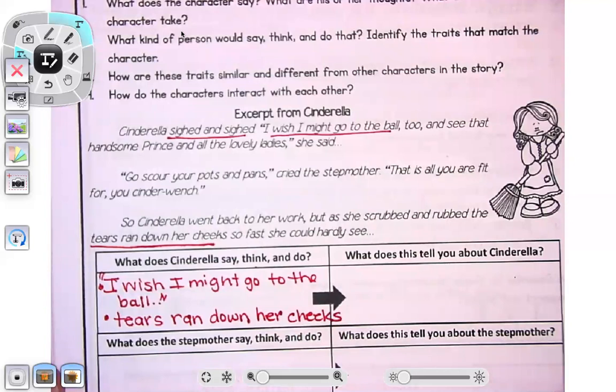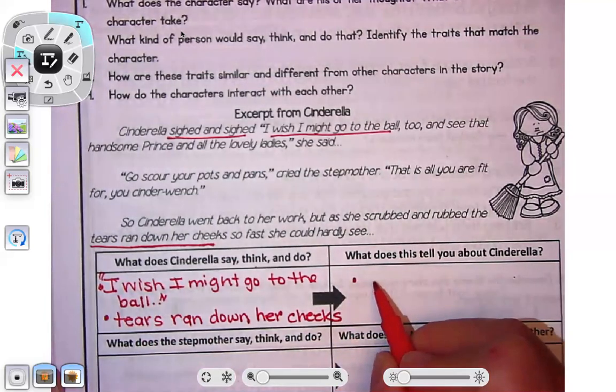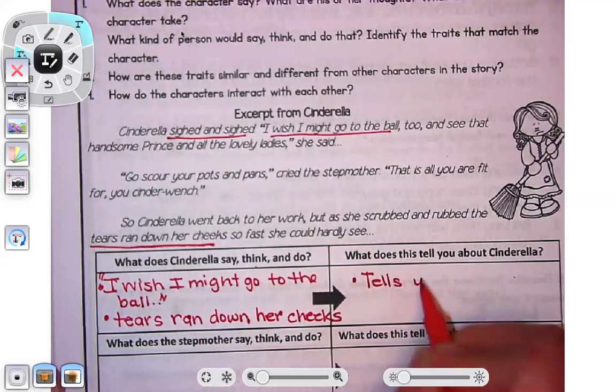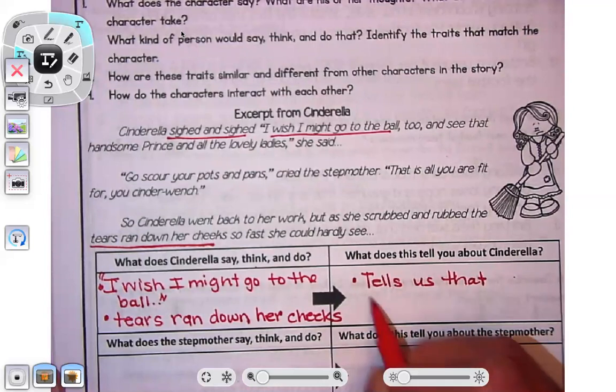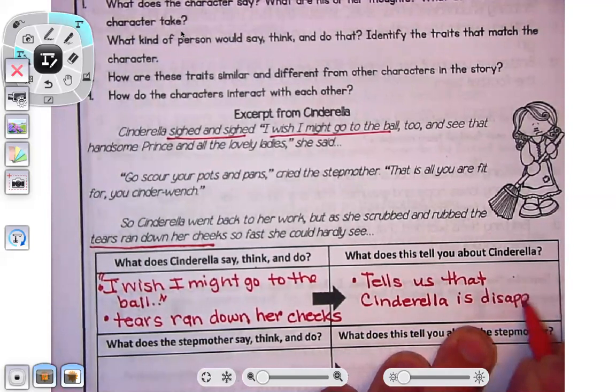Now, what does this tell you about Cinderella? Well, it tells us that she wants to go to the ball. It also tells us, because of the tears, she wished she went to the ball, and then she knew she wasn't going to get to the ball, and she was crying. So maybe it shows how disappointed she was. So it tells us that Cinderella is disappointed.